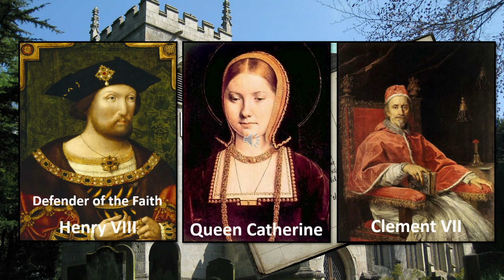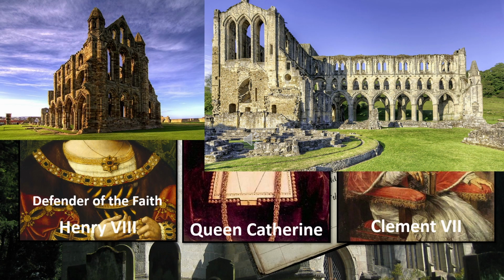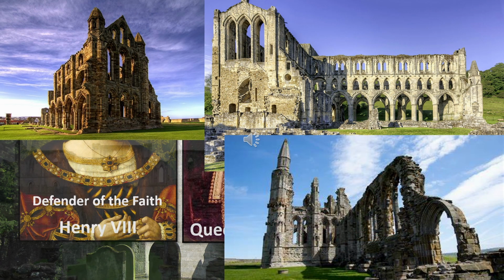Henry immediately confiscated all lands held by the Catholic Church. He transferred some of the lands to noblemen who had been faithful to him, and he transferred some of the lands to the newly formed Church of England. And so like the Catholic Church itself, many of the holdings of the Catholic Church fell into disrepair.